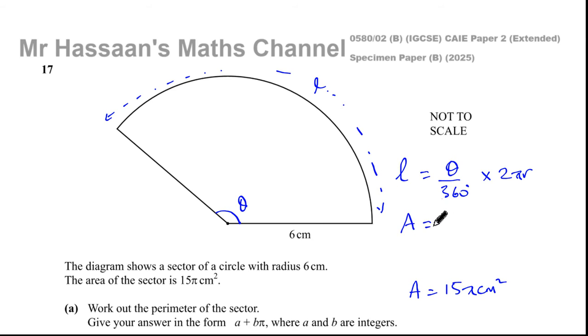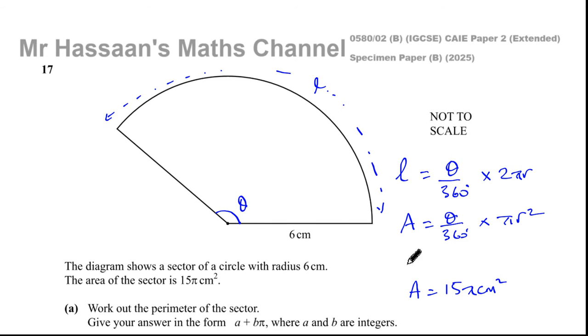And the area of a sector is given by the same thing, the angle over 360 times the formula for the area, which is pi r squared. If you forget those two little parts of it, you can go back to the formula sheet, but you shouldn't really forget that. You should understand that. So the area of this sector is 15 pi centimeters squared, and we want to work out the perimeter.